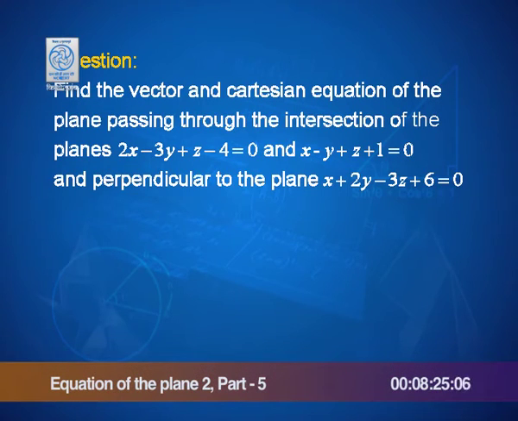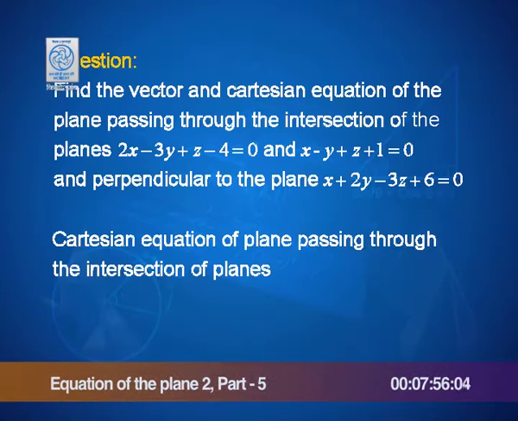Here is our next question. It says, find the vector and Cartesian equation of the plane passing through the intersection of the planes 2x minus 3y plus z minus 4 equal to 0 and x minus y plus z plus 1 equal to 0 and perpendicular to the plane x plus 2y minus 3z plus 6 equal to 0.